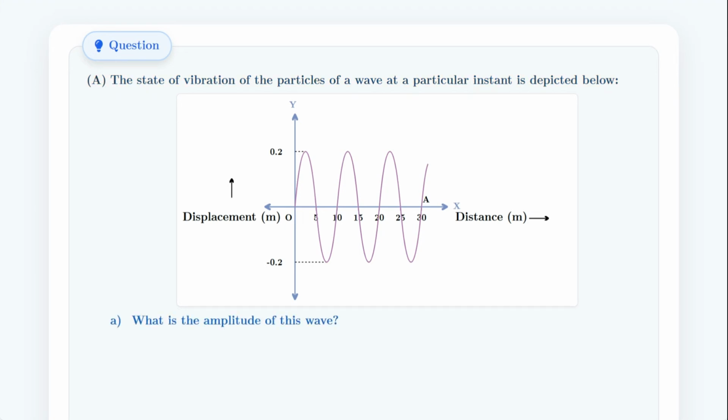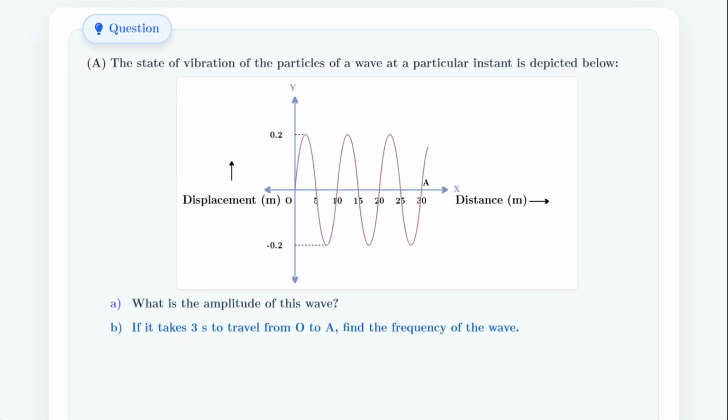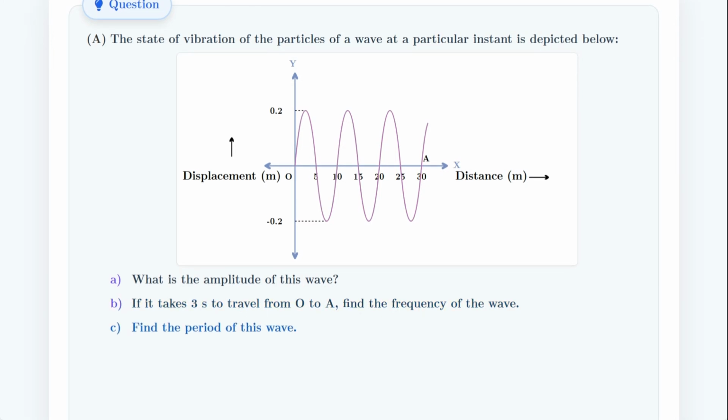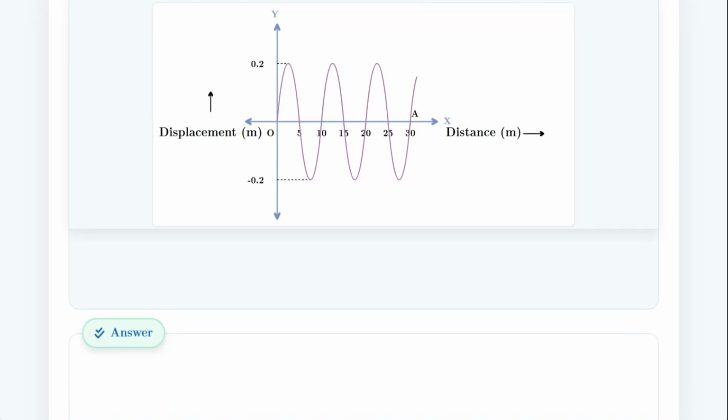Question A. What is the amplitude of this wave? Question B. If it takes 3 seconds to travel from O to A, find the frequency of the wave. Question C. Find the period of this wave. Now let's look at the answers.